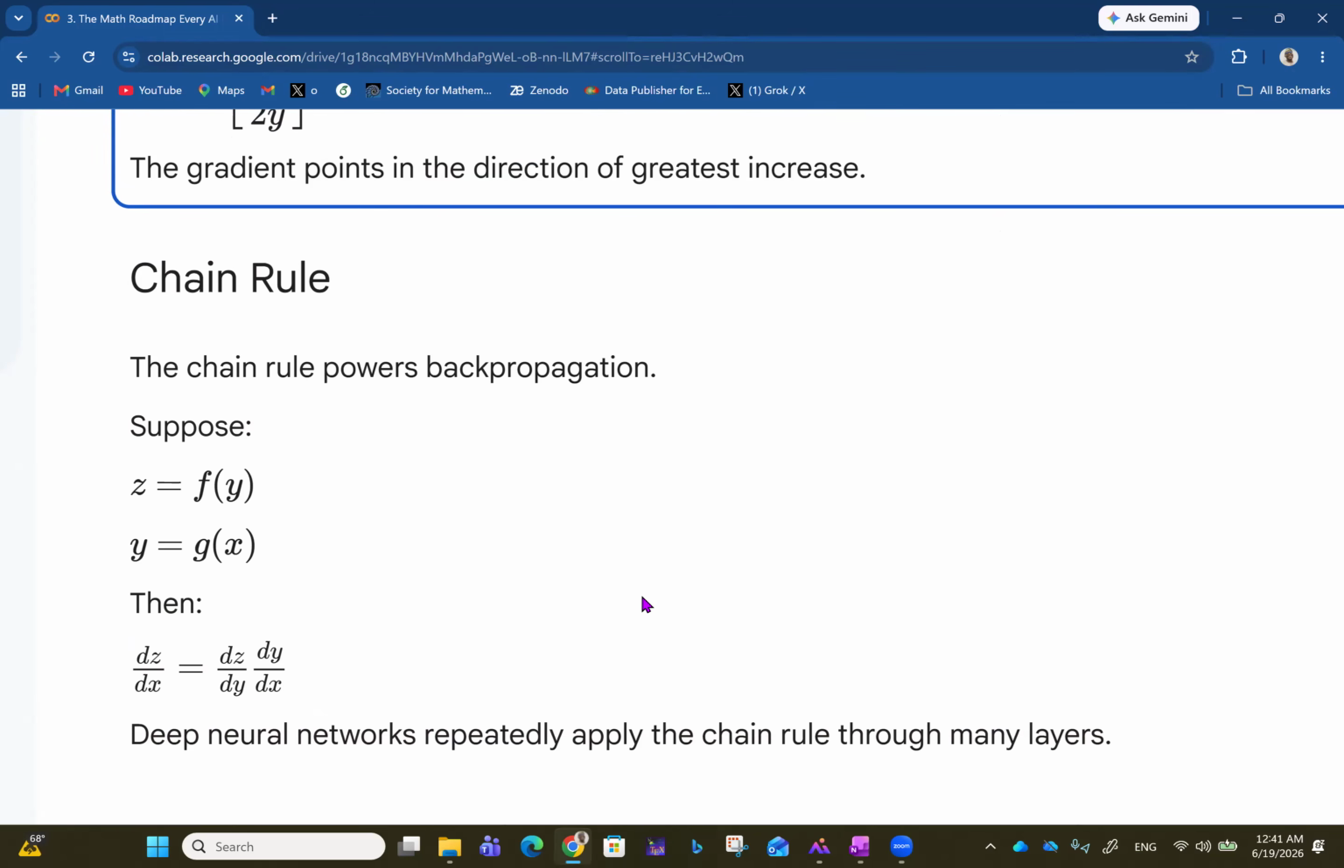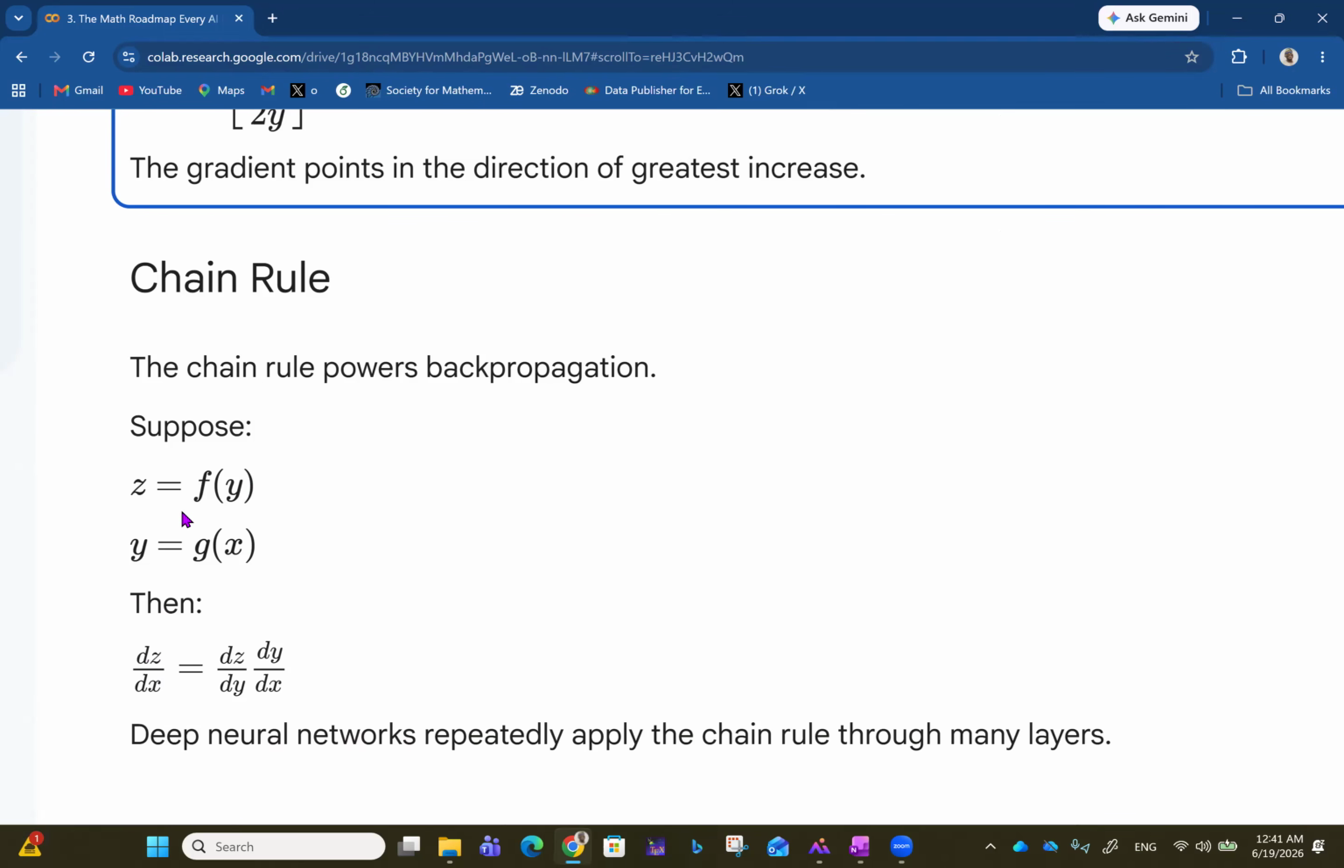Now we came across the idea of chain rule for back propagation. So the chain rule powers back propagation. Imagine you have z equals f of y and y equals g of x. Then dz/dx: you see z depends on f and f depends on x. So to get how z depends on x, it's more like you are linking up with a friend through a friend. That's what chain rule is like.